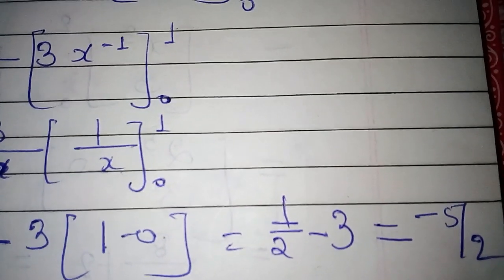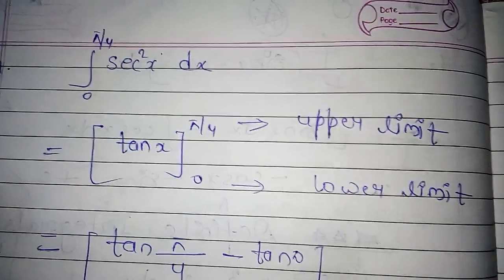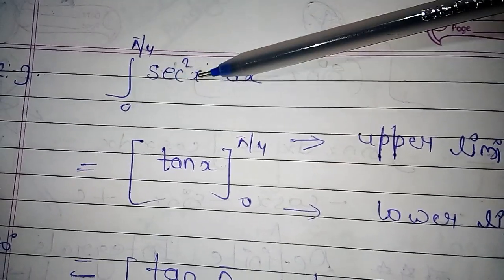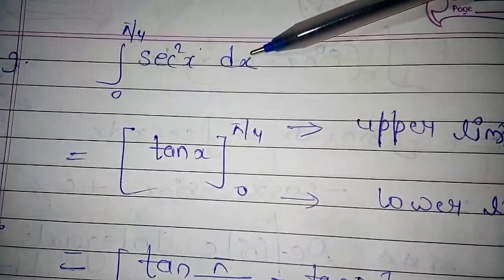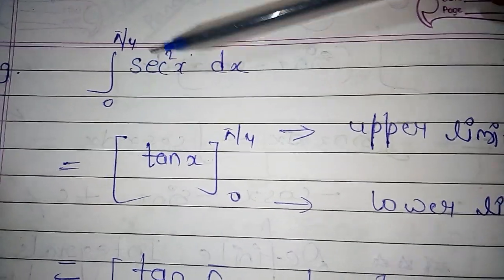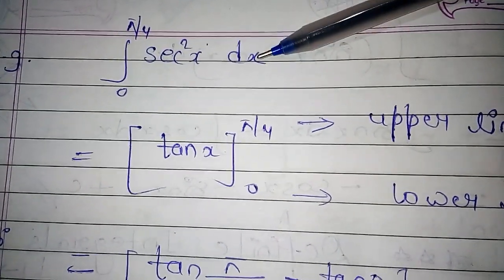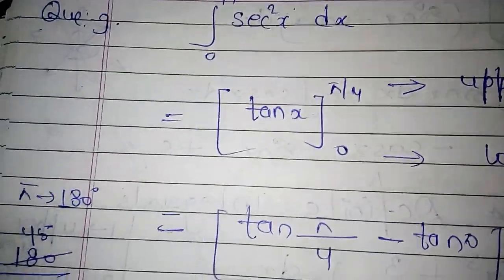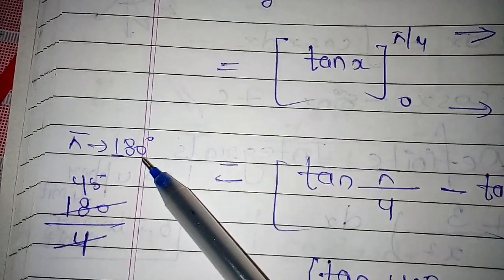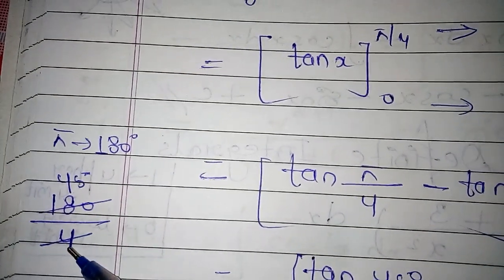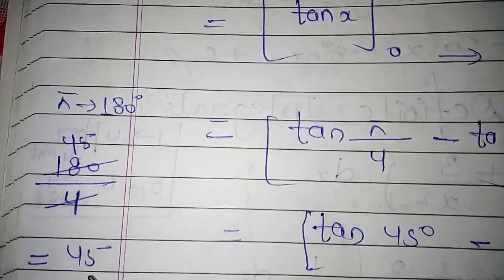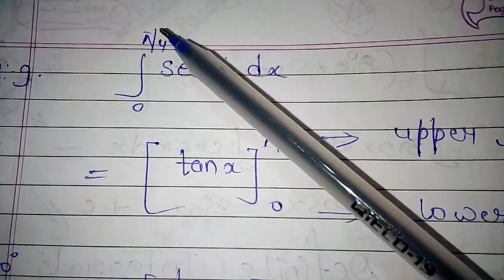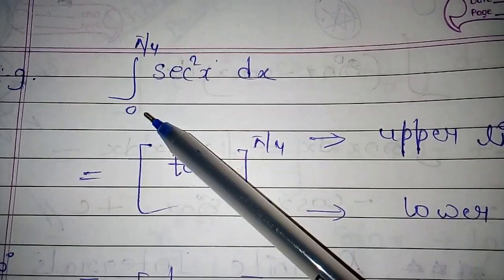Now we will see the second question of definite integral. See the second question related to the definite integral: the integration from 0 to pi by 4 of x sec square x dx. Now tell me, what do you mean by pi by 4? Pi means 180 degrees, and pi by 4 means 180 by 4. What is the value of 180 by 4? 45 degrees. So this is nothing but 0 to 45 degrees. Your upper limit is pi by 4 and your lower limit is 0.